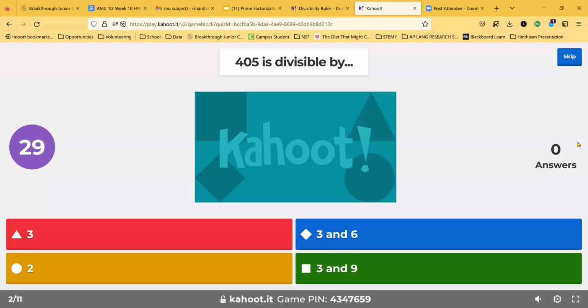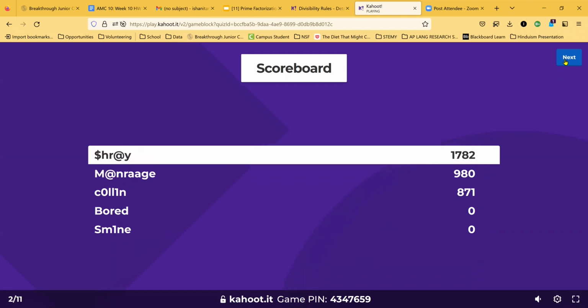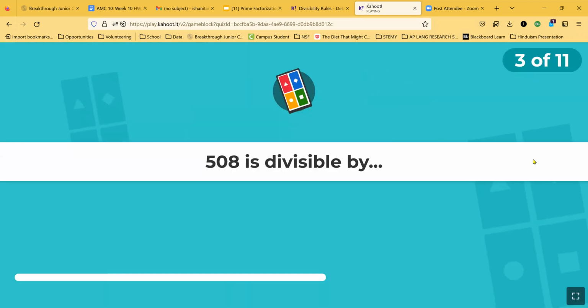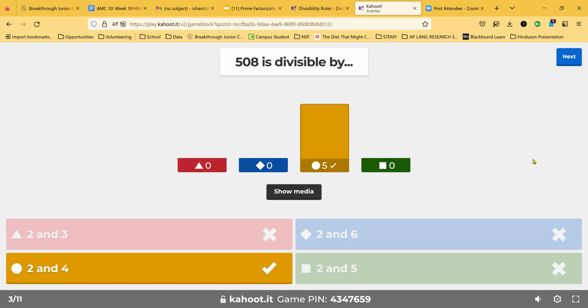405 is divisible by, okay, it's 3 and 9. So you should have added up the digits 4 and 5, seen it adds up to 9, which is a multiple of 3 and a multiple of 9. It's not divisible by 6 because it doesn't end in an even number. Yeah. 508 is divisible by, okay, yeah, it's 2 and 4. Yeah, you all got that. No need for explaining.